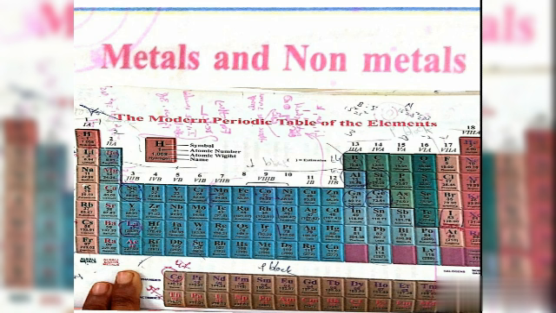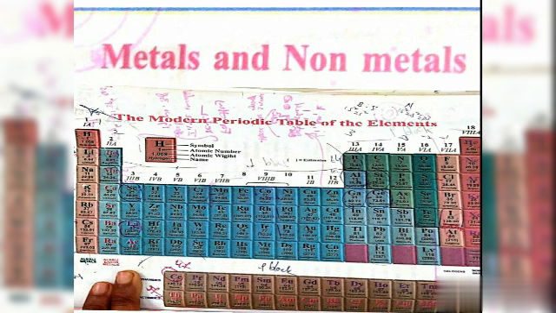Next, nitrogen. Nitrogen atomic number 7, its electronic configuration 1s2, 2s2, 2p3. In the last shell how many electrons are there? The last shell is the second shell. In that, 2s2, 2p3 means 3 plus 2, 5.